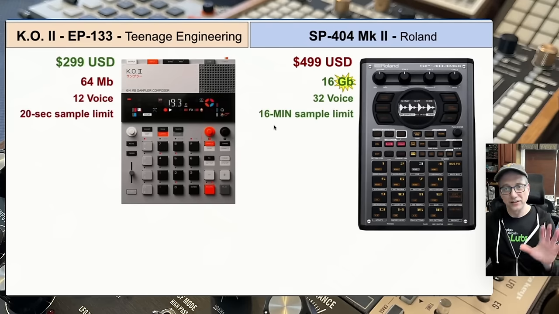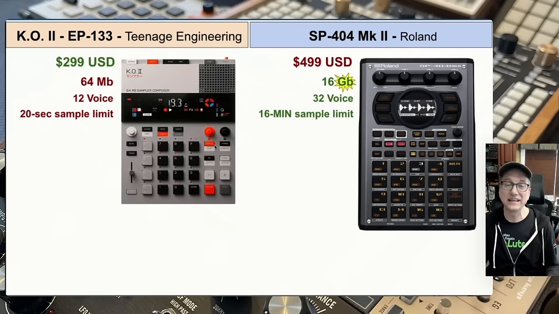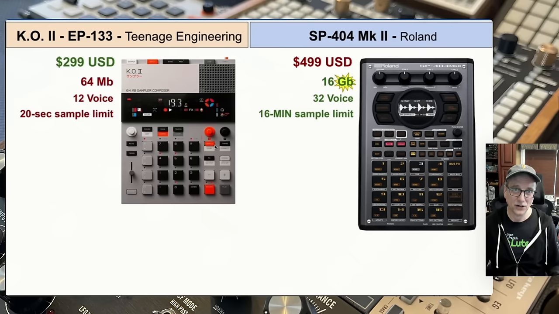The other limitation is a 20-second sample limit per pad, which on the KO2 is actually a little deceiving because even though you have a 20-second sample limit per pad, if you tried to sample 20 seconds on every pad in every group, you might actually first hit the 64 meg limit of memory. And on the SP-404, it's a 16-minute sample limit per pad, which means you can almost record full songs on a pad and play them simultaneously or in the background. And it's really incredibly powerful.